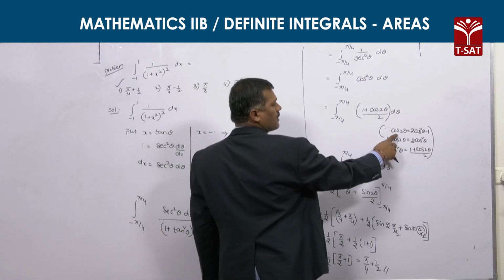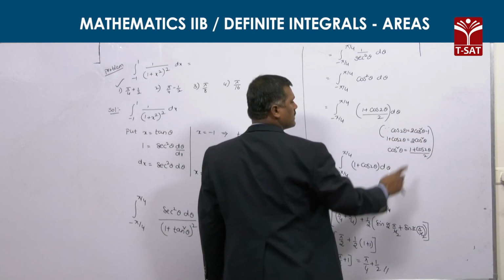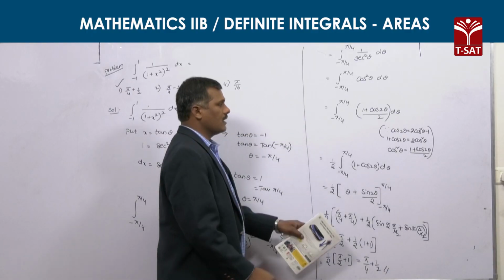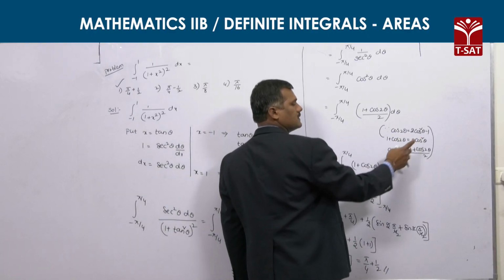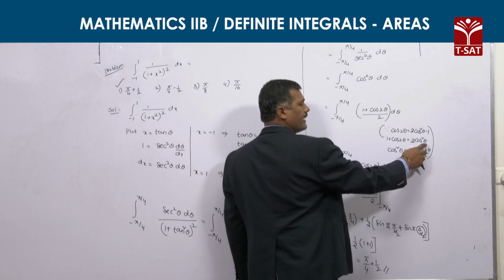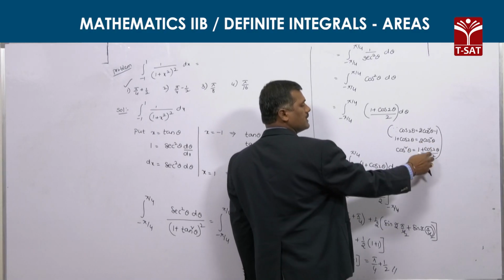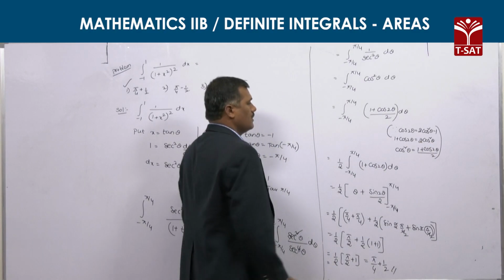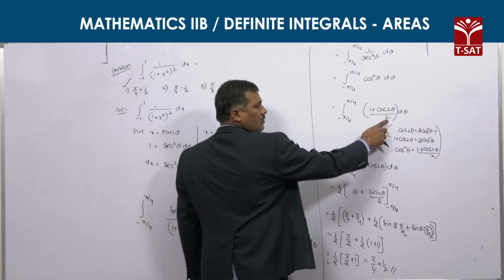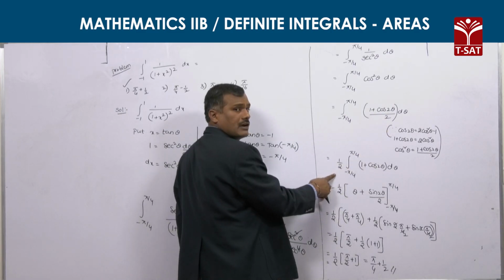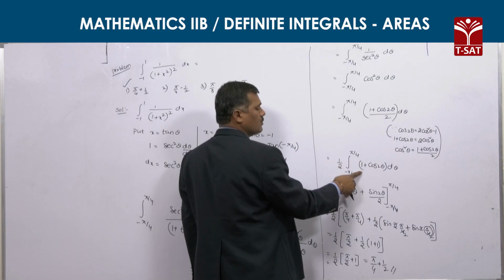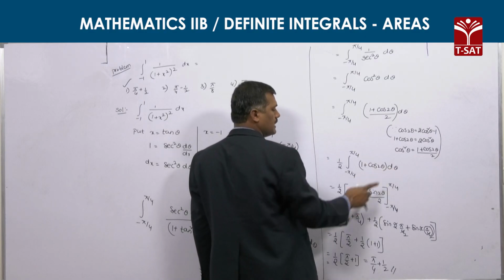You know the formula cos 2 theta is equal to 2 cos square theta minus 1. So 1 plus cos 2 theta is equal to 2 cos square theta, but we require cos square theta, whose value is (1 plus cos 2 theta) by 2. Here the denominator 2 is a constant, so 1 by 2 is taken outside: the integral from minus pi by 4 to pi by 4 of 1 plus cos 2 theta d theta.